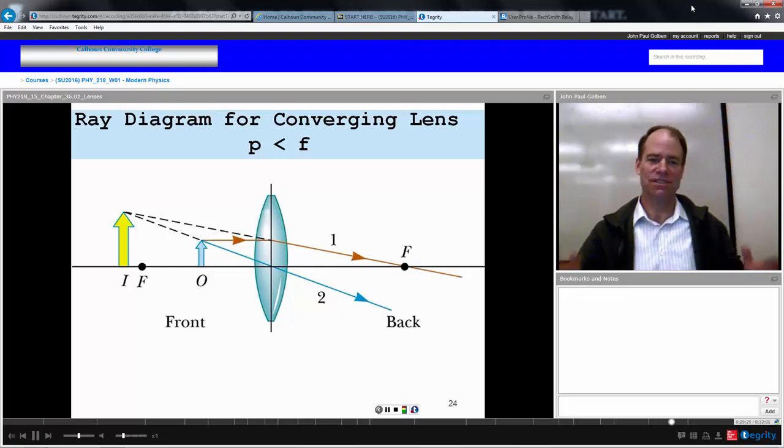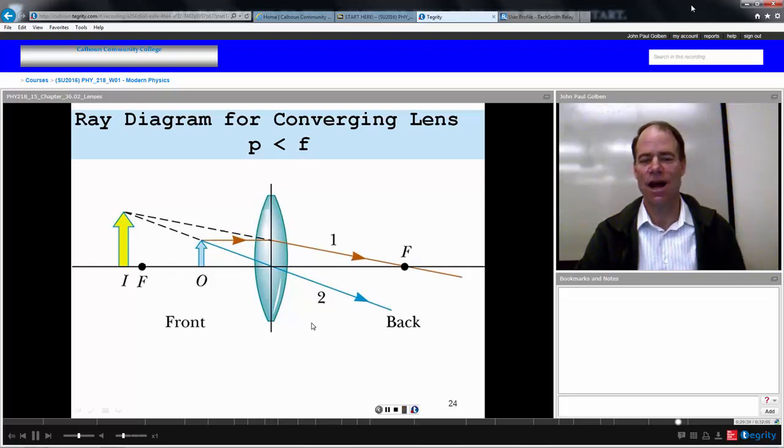The image distance, hence, will be negative, and the magnification will be a positive quantity because it is a negative over a negative quantity. So the image is going to be upright, and it's going to be greater than the object.